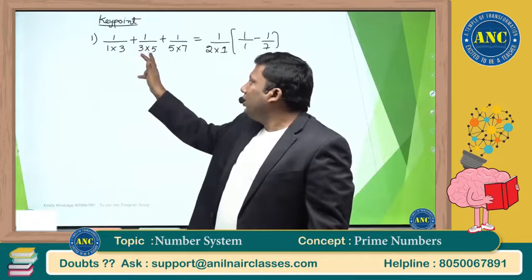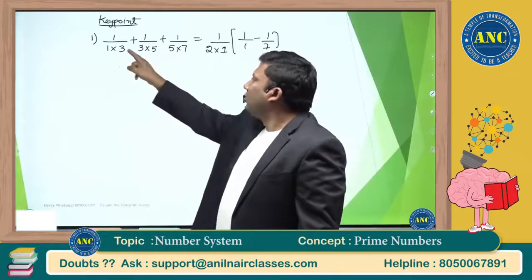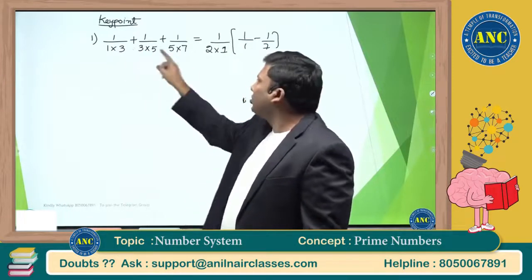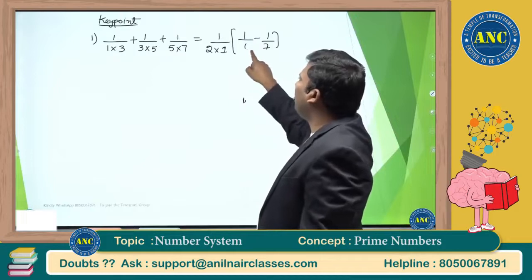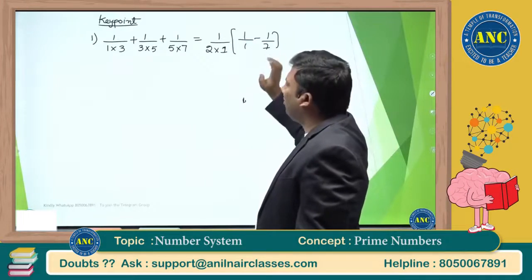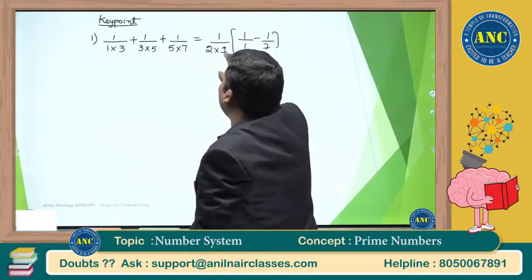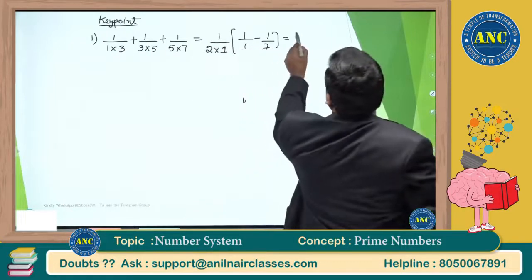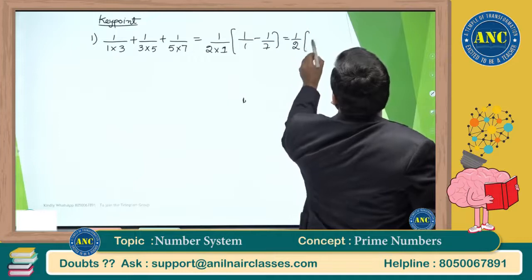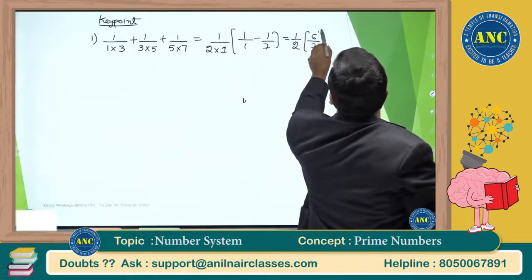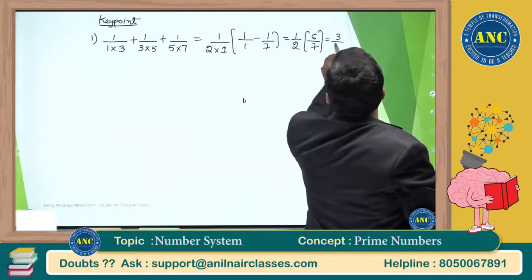1 into 3, 3 into 5, 5 into 7. Two numerical values should be condensed to 1. Write down the first numerical value, write down the last numerical value. 1 and 3 difference is 2. Two numerical values became one numerical value. So 1 by 2 into 7 minus 1 is 6, 6 by 7, which is 3 by 7.